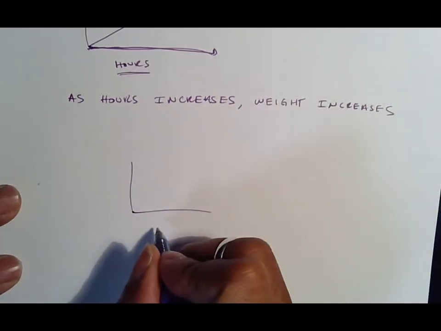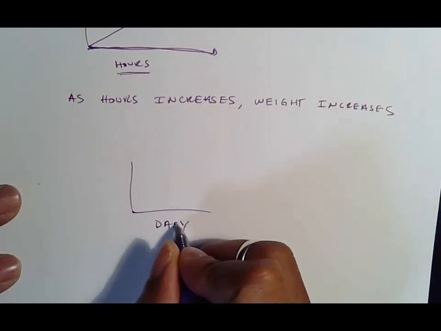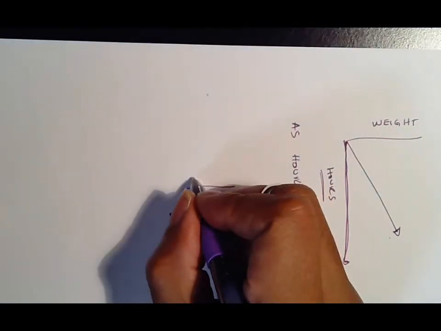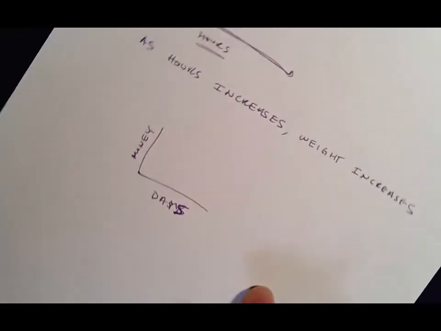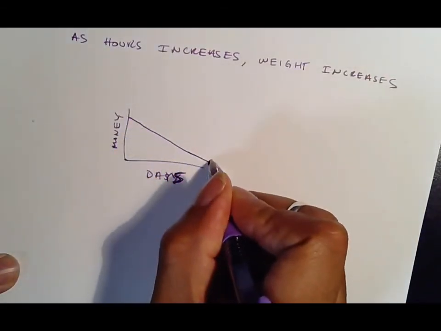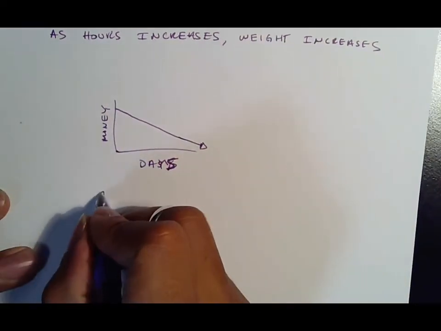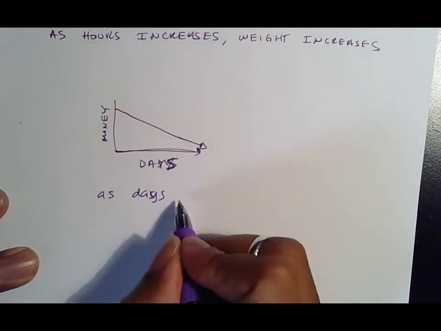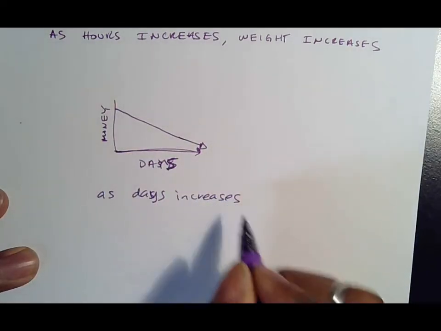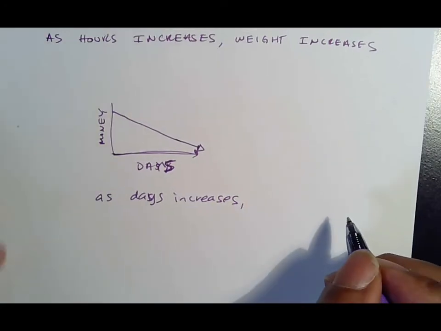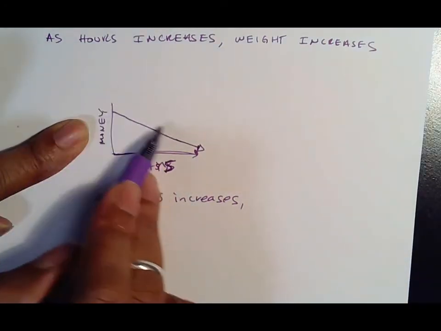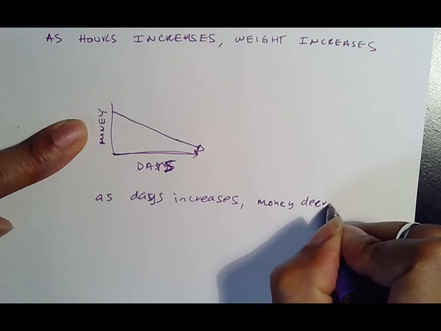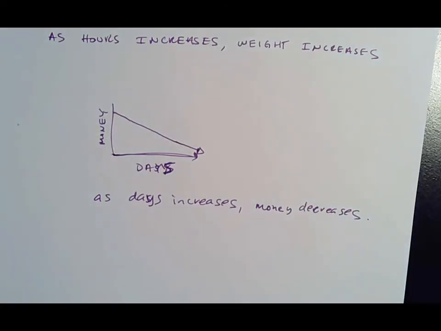Let's make up another one. Days and money. Doesn't really matter. The key idea is that you'll see a graph that looks like this, and all you'll be asked to do is put as days, again, this will always go forward, increases, comma, because it's two sentences. What does money do? Is that a positive or negative rate of change? Looks to me to be negative, so that means money decreases. So again, that's what you're looking at.